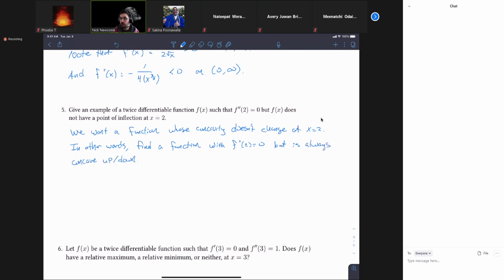This is not the only way to find an example. There are other ways to do it. This is a nice way to find an example because if you're always concave up or always concave down, then obviously you never change. If you never change, then you don't have any inflection points.